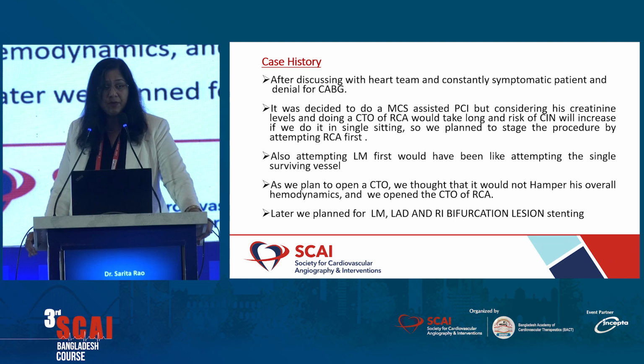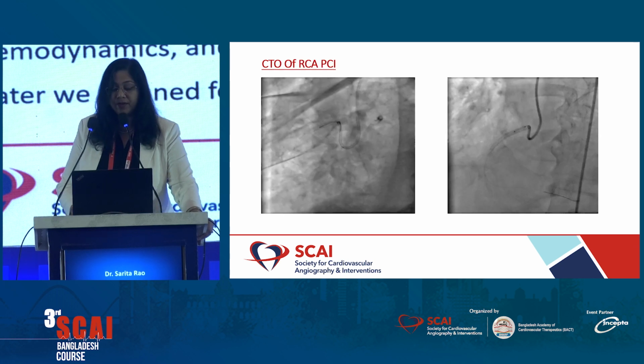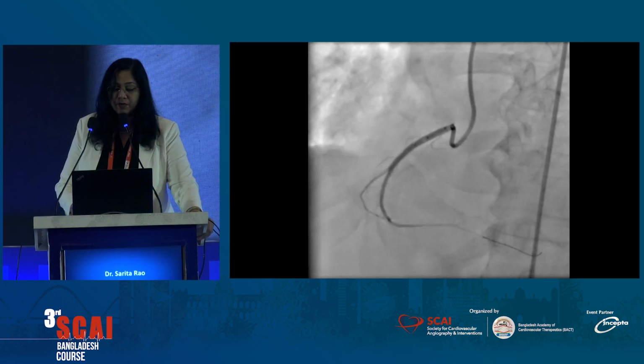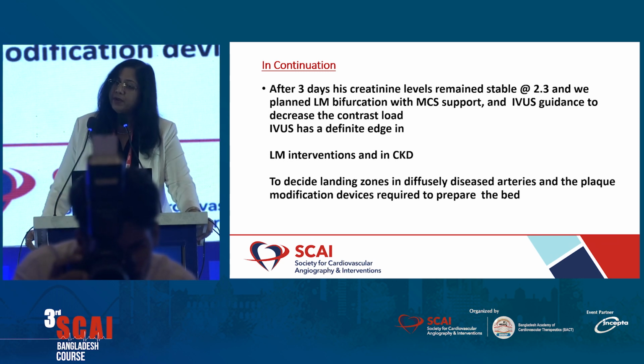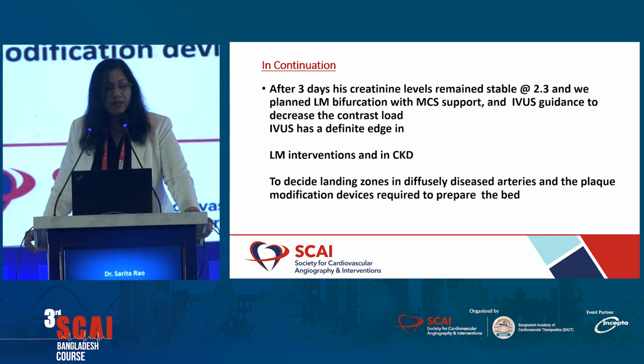Also, attempting the left main first without any support would have been like attempting the single surviving vessel. We planned to open the CTO. We thought it would not hamper his overall hemodynamics. We opened the CTO of the RCA. Subsequently, we planned for a left main LAD and ramus bifurcation stenting. This was the CTO of the RCA, and this was after opening it. We waited for 3 days. His creatinine levels remained stable at 2.3, and then we planned a left main bifurcation with mechanical support and IVUS guidance to decrease the contrast load.